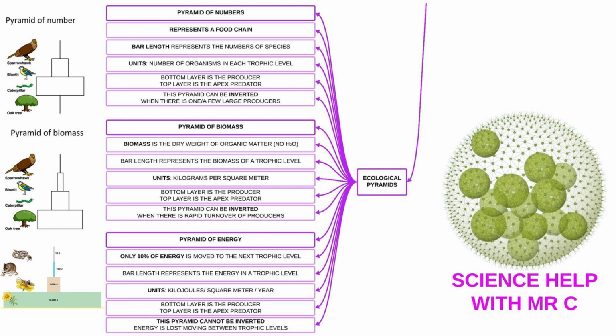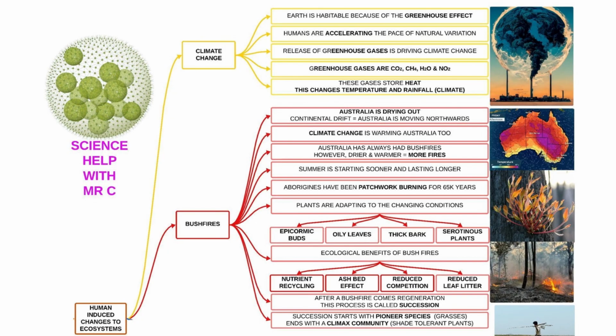Last, we have the pyramid of energy that cannot be inverted. Only 10% of the energy is passed on to the next trophic level. Again, the bar length represents the energy in each trophic level. The units are kilograms per square metre per year. Again, the bottom layer is the producer and the top layer is the apex predator. And as I said before, the pyramid cannot be inverted because energy is constantly lost as it moves through the food chain.